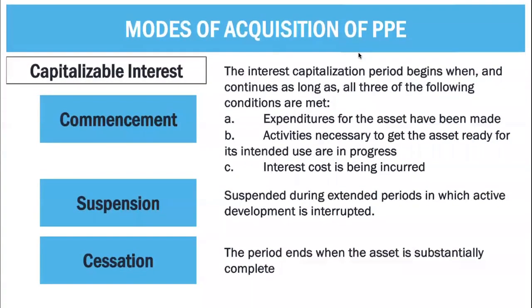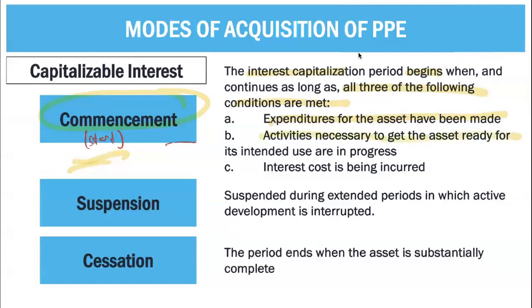And under PAS 23, your capitalizable interest is commenced, meaning we start capitalizing interest if the following are present. Remember, interest capitalization begins if the following are present. So when we talk of commencement, when is the start of the capitalization of your interest? All of the three items must be met. The first is the expenditures for the asset have been made. So if you are constructing an asset, there should have been an expenditure that is already used to purchase, or there is already an expenditure that is made so that you can already create or commence constructing your asset.